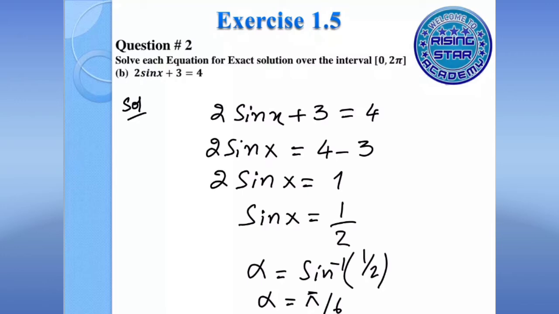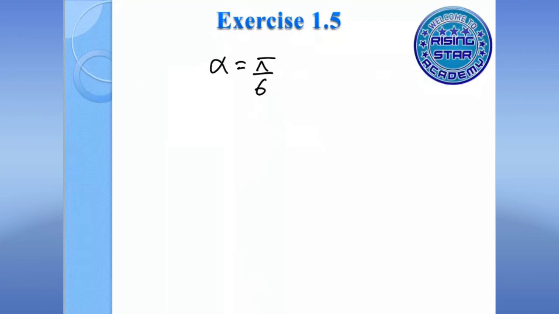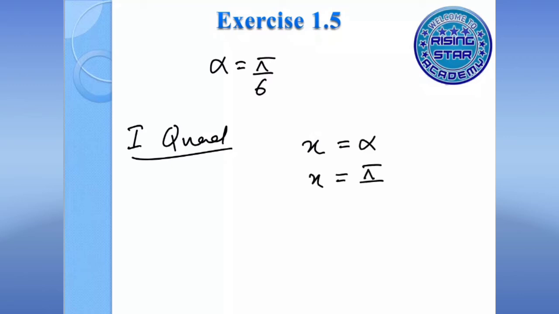In the next step, we will find the other angles. So we know that the sine is positive. So the positive sine lies in the first and the second quadrant. So I will find the value in the first quadrant. In first quadrant, we know the formula, that is x is equals to alpha. So x would become pi by 6.